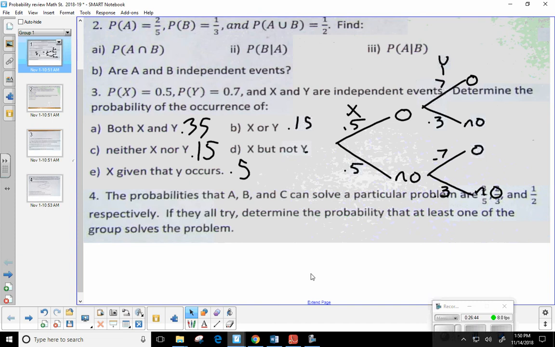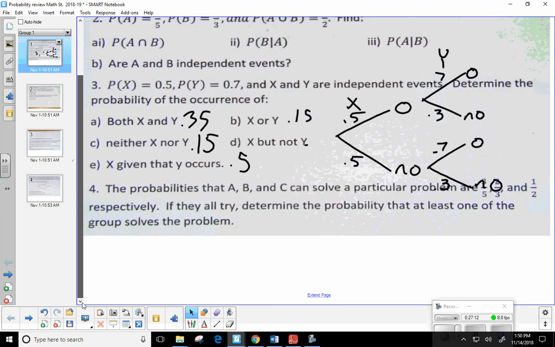Now, I really like this next one right here. The probabilities that A, B, and C can solve a particular problem are 3/5, 2/3, and 1/2 respectively. If they all try, determine the probability that at least one of the group solves the problem. If you were to create a tree diagram based on this one, I'll show you how I solved it.